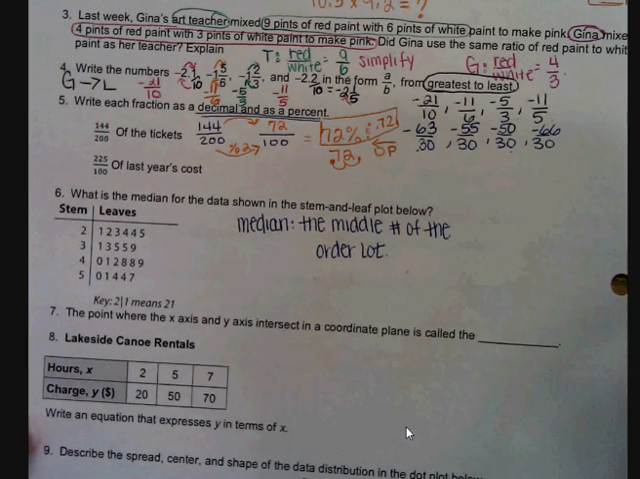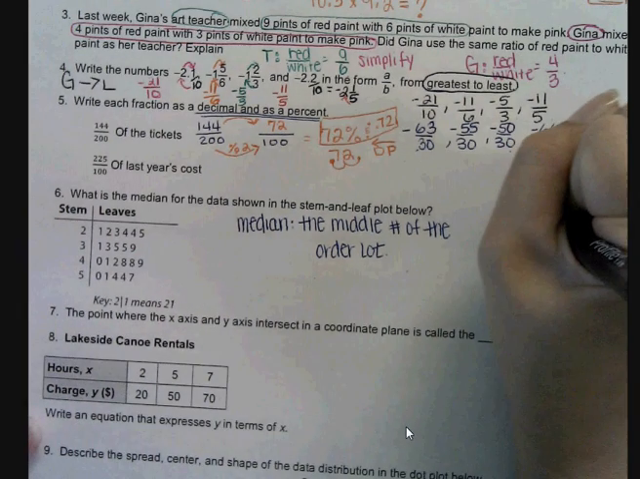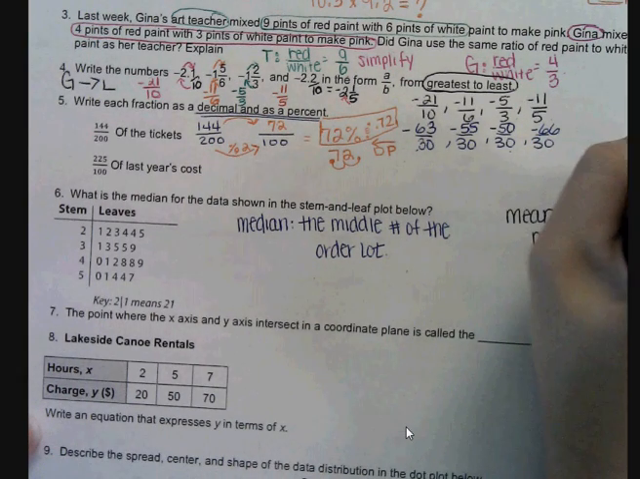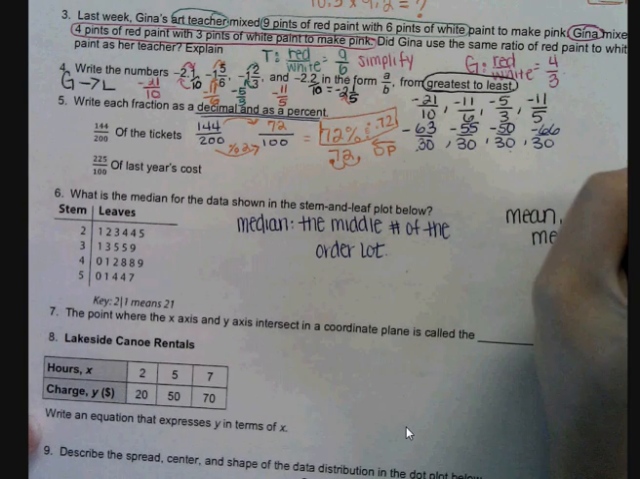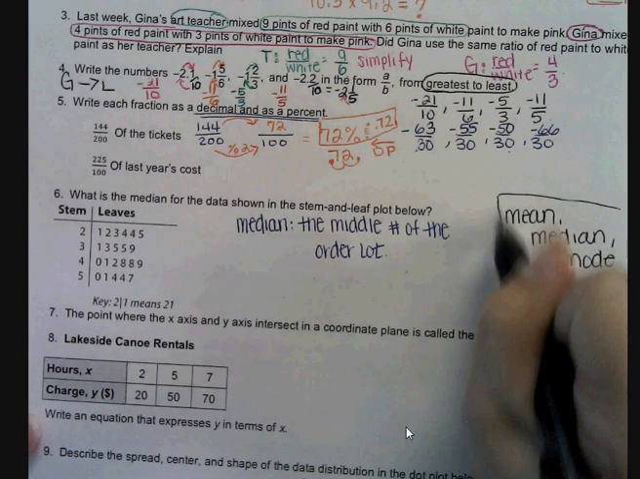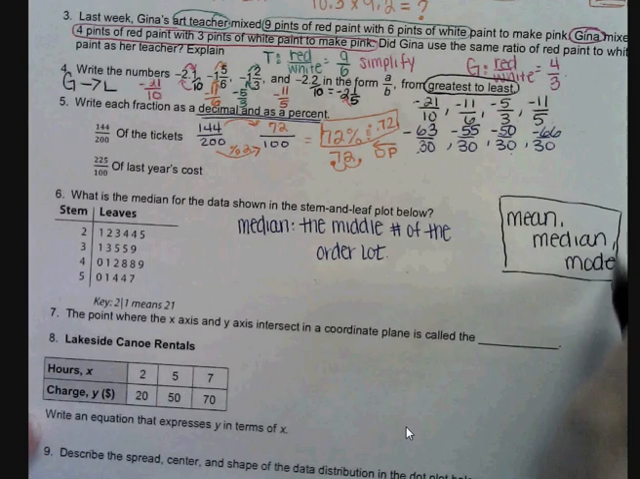While we are still talking about median, your math lab code for today is mean, median, and mode. Make sure you have this on your paper so that you can get your 10 extra points.